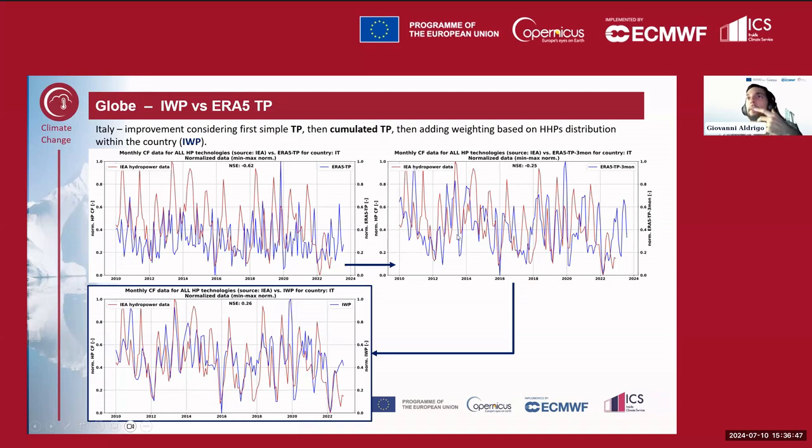Let's say the proxy improves if we start considering some accumulation. So in this case, a 3-month cumulated precipitation, which is shown in blue. The data remains the same underneath, so in red. And if we start considering also how the plants are distributed within the country, we can weight the precipitation that's falling on different regions differently, and so take into account also this additional information and improve again the proxy.